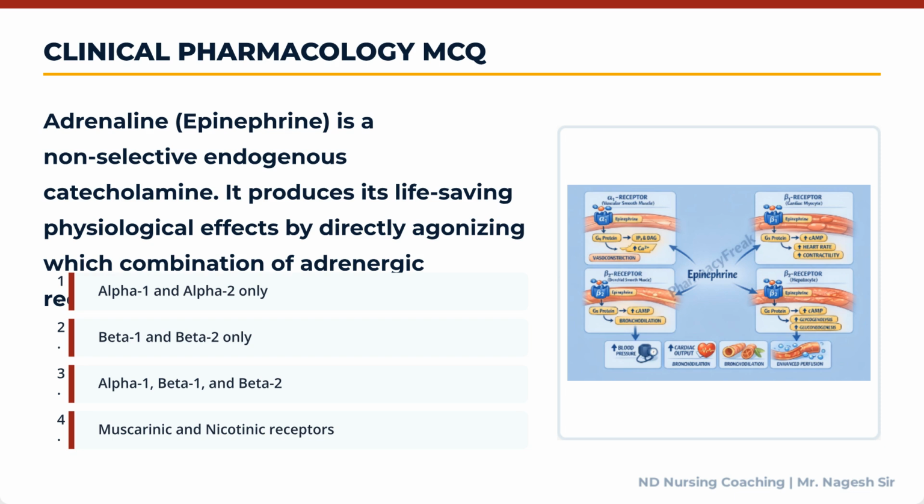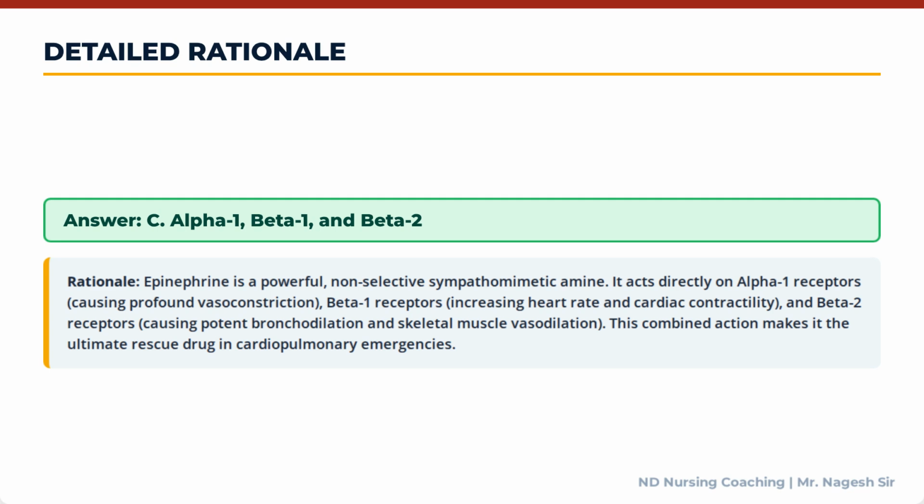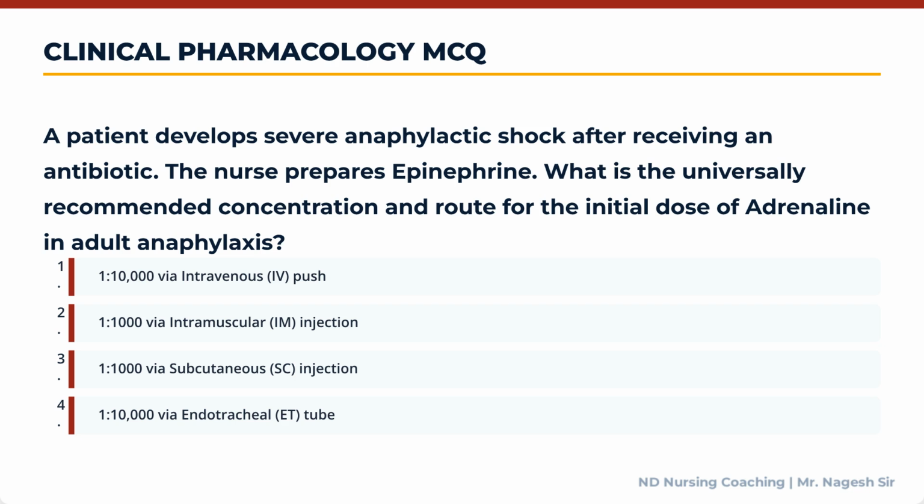Adrenaline is a non-selective endogenous catecholamine. Which combination of adrenergic receptors does it directly agonize to produce its life-saving physiological effects? The correct answer is C, alpha-1, beta-1, and beta-2. Epinephrine is a powerful, non-selective sympathomimetic amine that acts on these receptors, making it the ultimate rescue drug in cardiopulmonary emergencies.